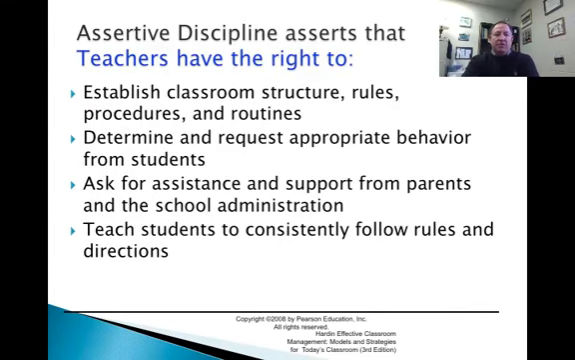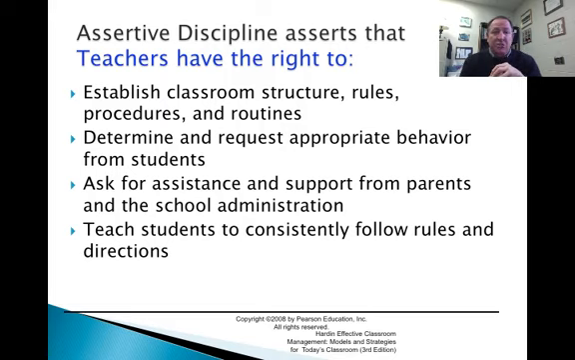And here, Cantor says the teachers have the right to set up certain things like classroom structure, to determine and request appropriate behavior. You can always request appropriate behavior, but sometimes you don't necessarily get it. But the teachers have the right to at least do that. To ask for assistance from the principal and the parents. Who are you going to ask first? Who are you going to go to first for support and assistance? The answer is the principal.